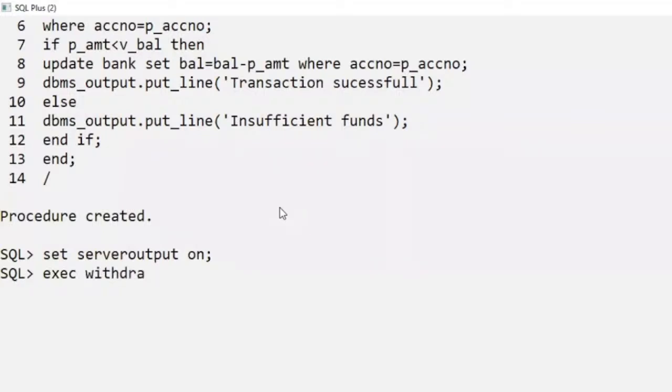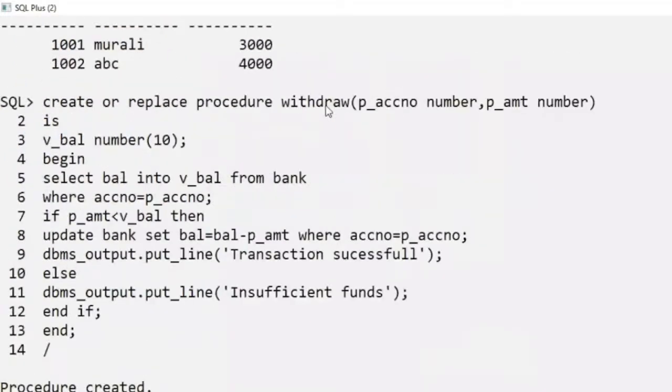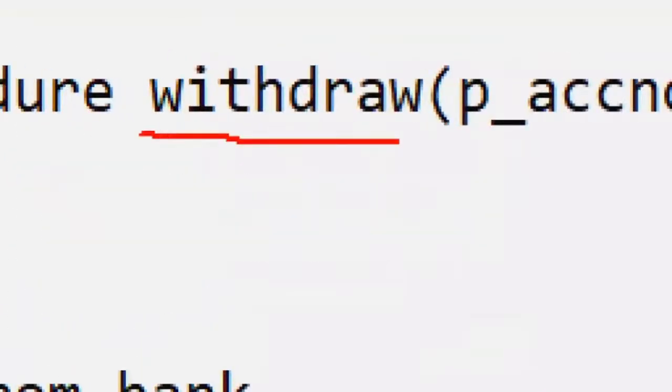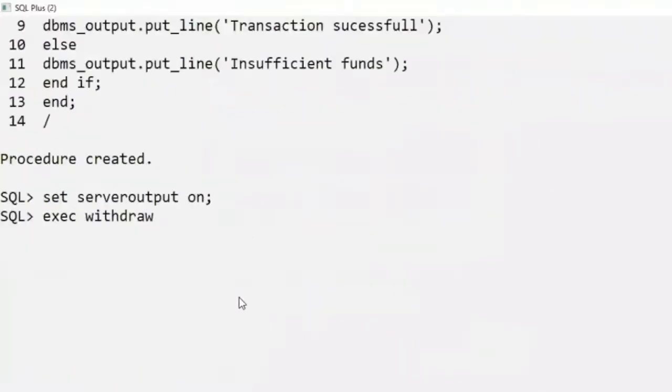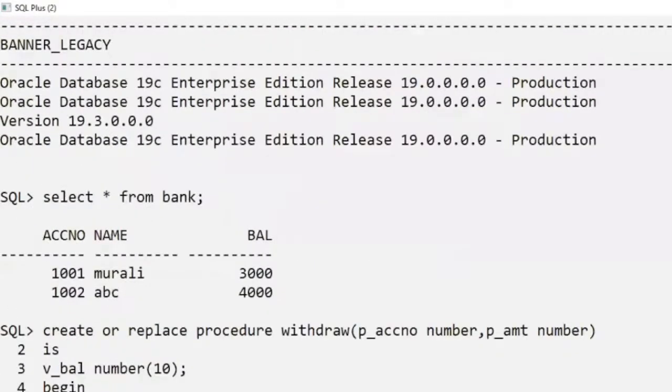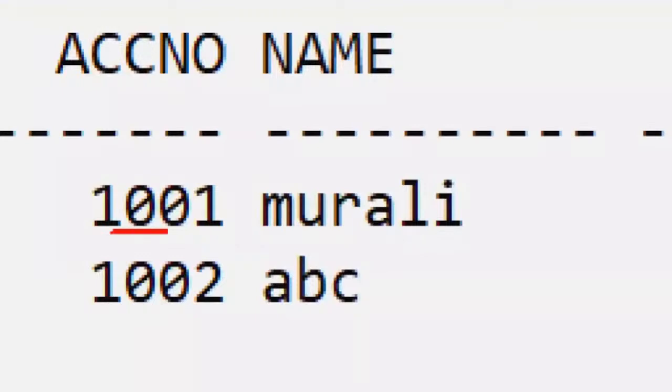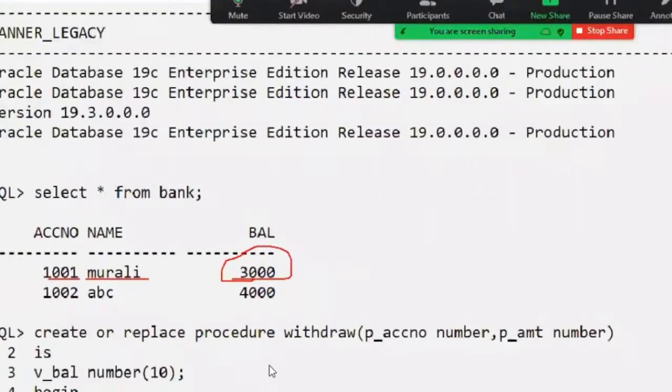Even if you don't have an idea what all this is, just observe. Withdraw is there or not? That is the name of my program that I'm giving. Here my account number 1001, account number I'm passing, comma, I try to withdraw 9,000 rupees, for example. Observe the table: 1001 is my account number, Murali is my name, and my balance is 3,000. In my table, 3,000 is the current balance.